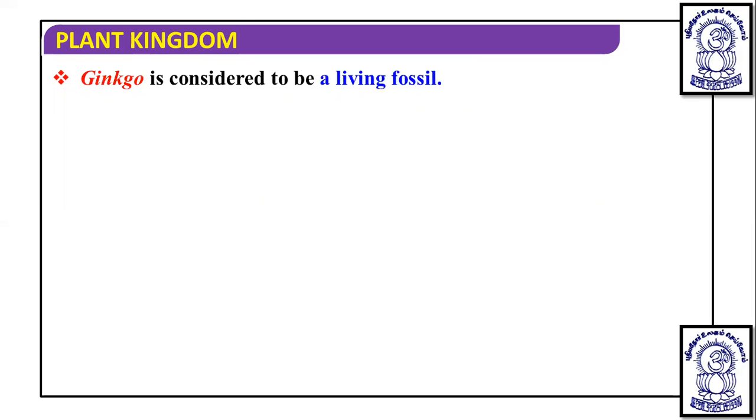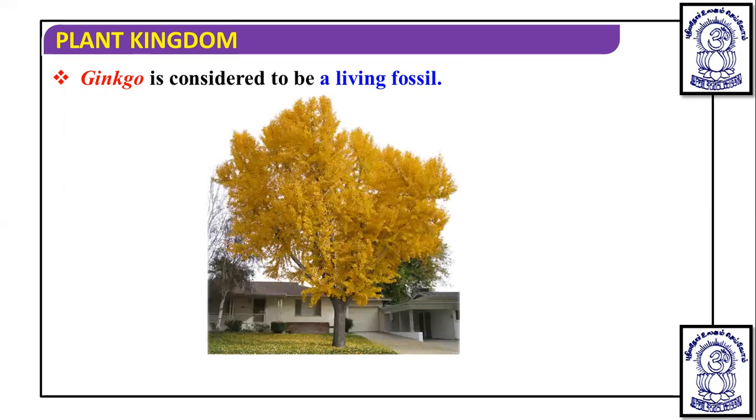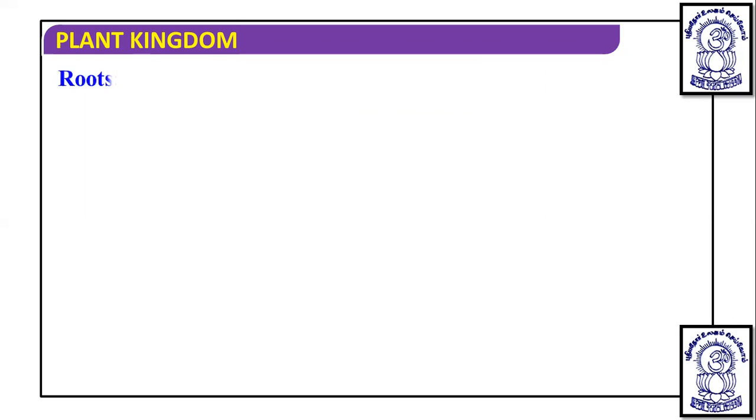One more example we will be studying is ginkgo, which is considered to be a living fossil. Now in gymnosperms, the whole plant body is differentiated into root, stem, and leaf. So they have a true root, a stem, and leaf. And the roots are generally taproots. Which type of root is found? Generally, taproots are found in gymnosperms.